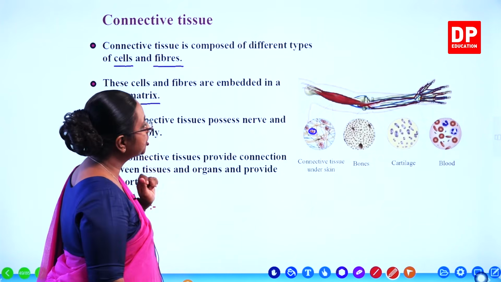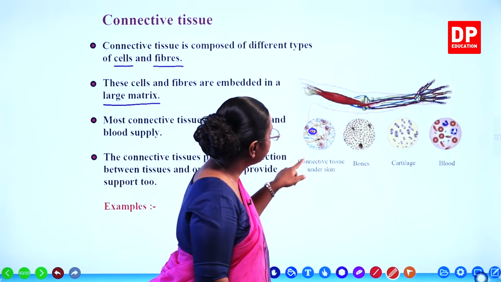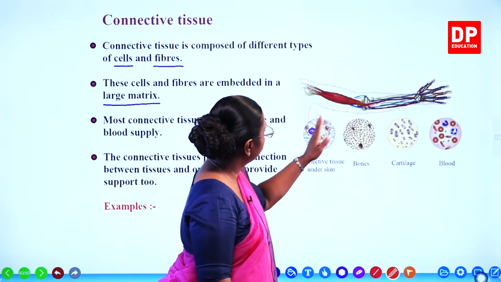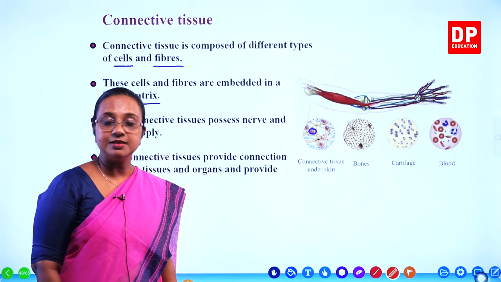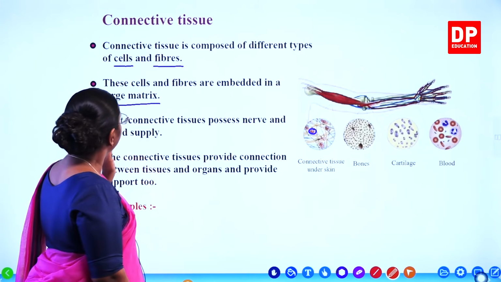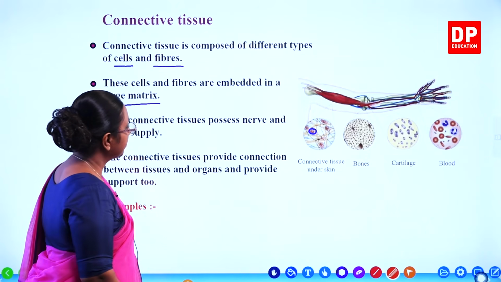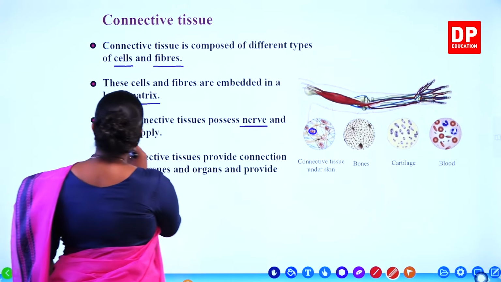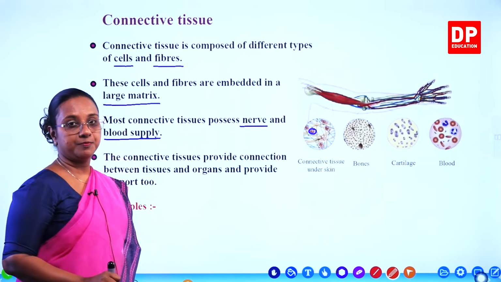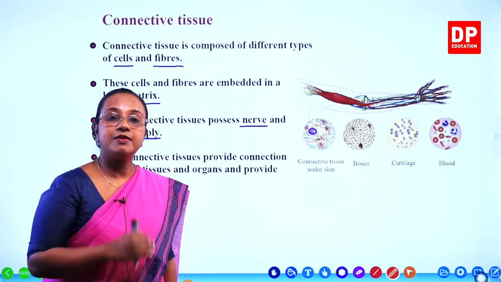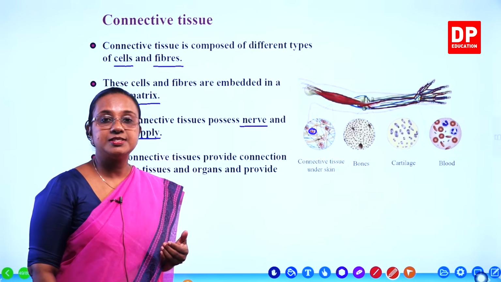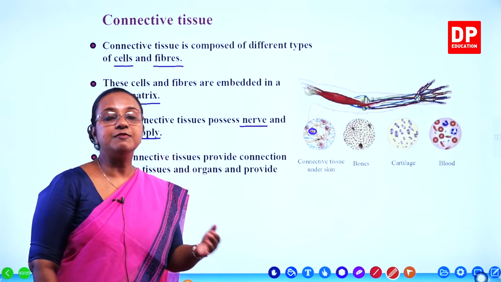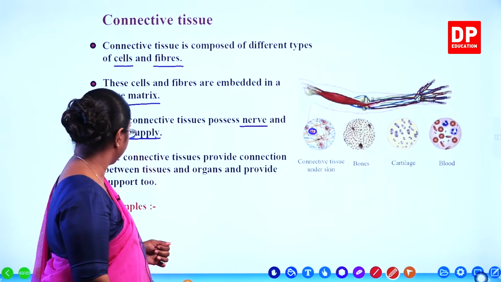That is a large matrix. That is the part that fills up the space in between the cells as well as the fibers. Most connective tissues possess nerve and blood supply. This is different from the epithelial tissue. Connective tissue possesses both nerve and blood supply.